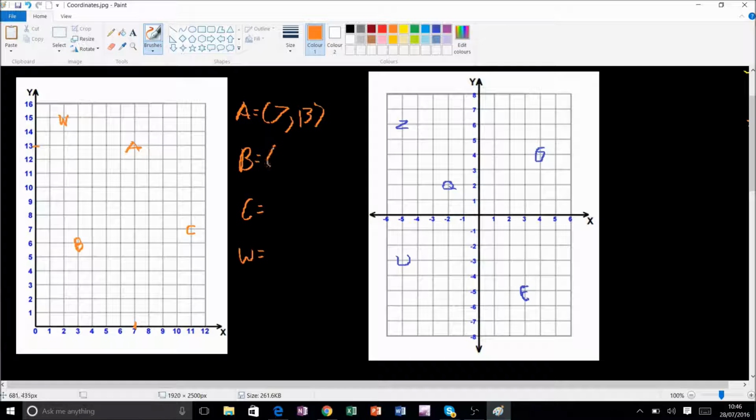Okay, now we're going to look at B. So for B, we go across and then up. So we go across by 3 and we go up by 6. Then let's look at C. With C, we go across by 11 and we go up by 7. Okay, and for W, we go across by 2 and we go up by 15. Okay, so that's plotting all the coordinates for those specific points.